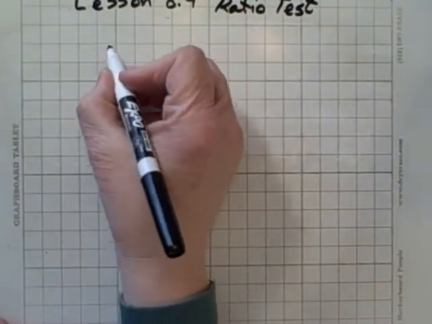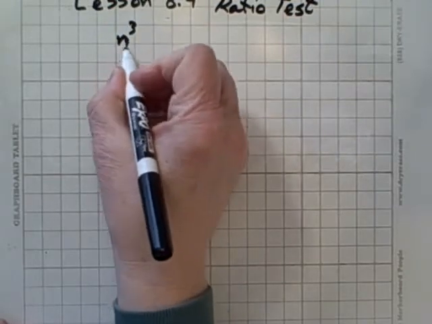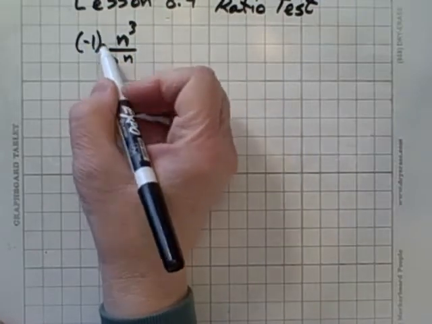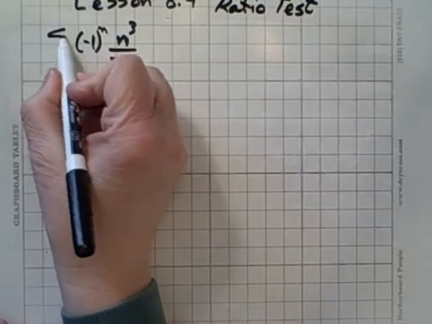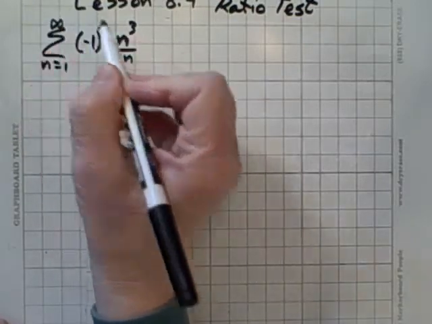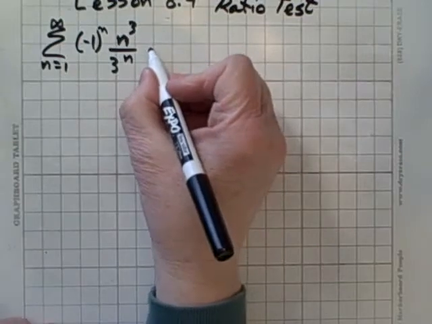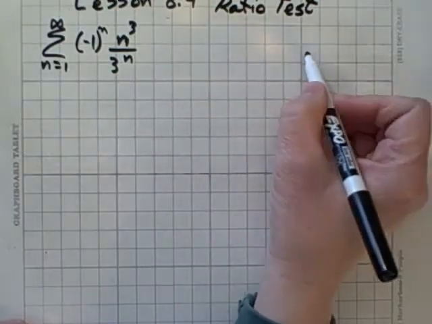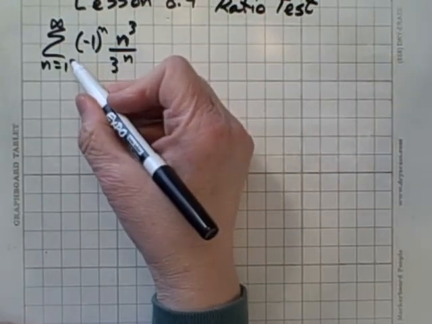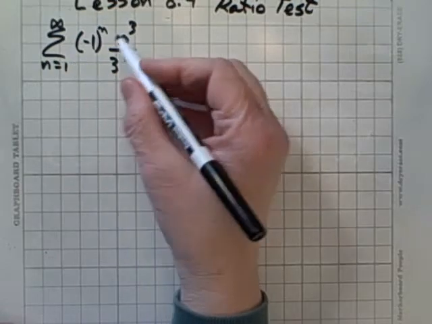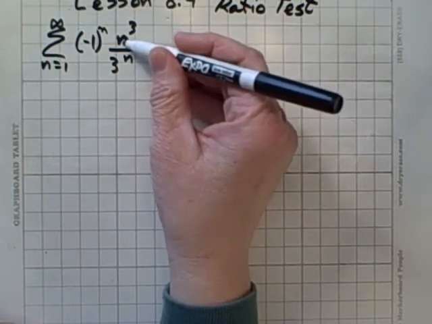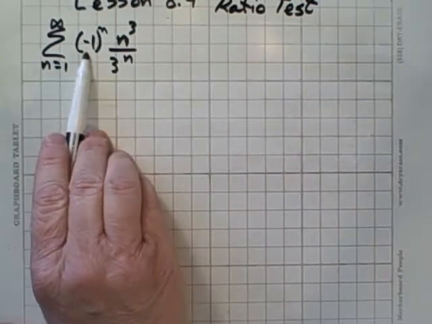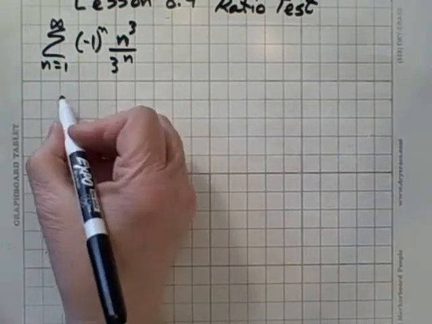The first is n cubed divided by 3 to the n, alternating in sign. We don't need to expand terms out, but you would put n equals 1 in here, n equals 2 in here, and write it out. And we're trying to decide if that sum is convergent or not. We begin by getting the nth term, and we put in n plus 1 wherever we see an n.